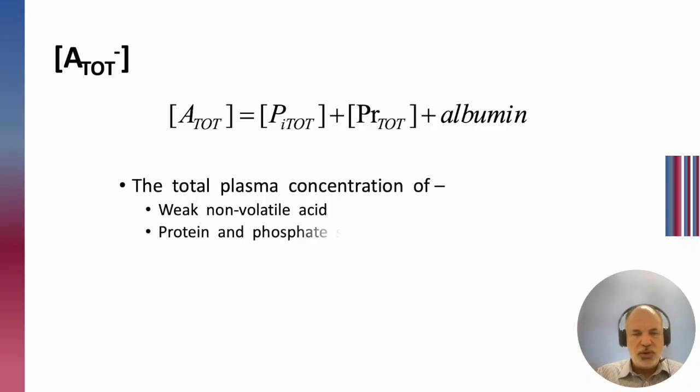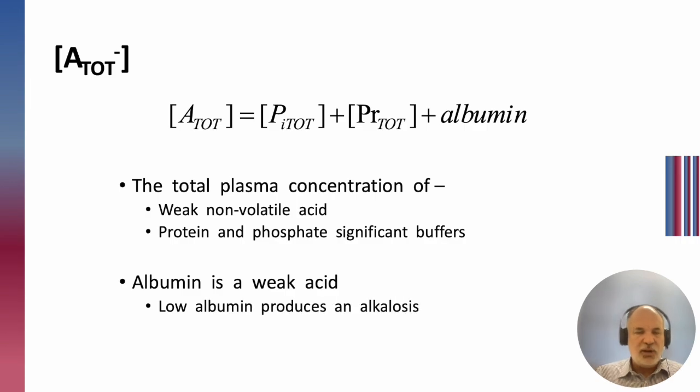And I think the important thing to appreciate here is that protein and phosphate are both significant buffers. And clearly, although we measure a small concentration of phosphate in the plasma, the intracellular and total body content of phosphate is high. And then last of all is just to say that albumin is a weak acid, and the implication of this is that a low albumin would tend to have an alkalinizing effect, or would tend to have the effect of pushing the pH up, which is a particularly useful thing in the setting of critical illness.